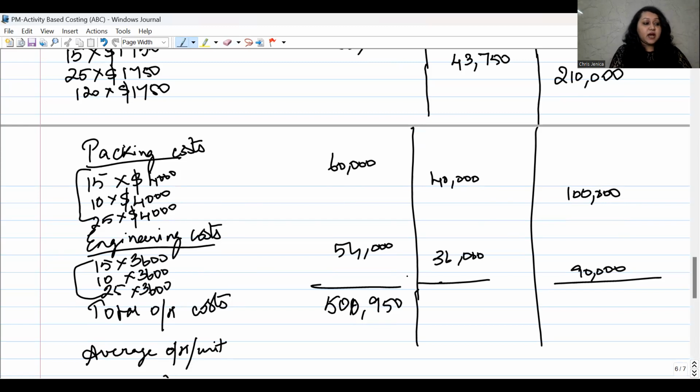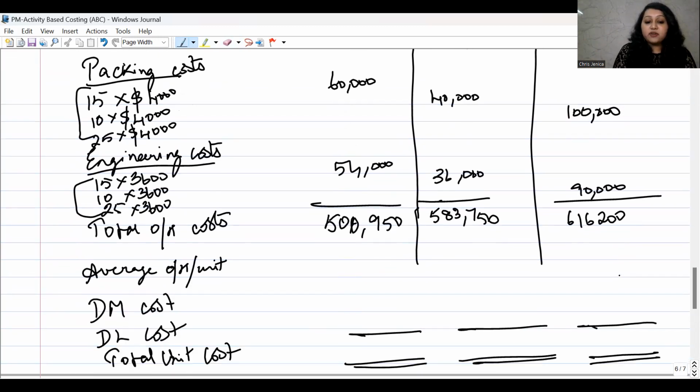And then we are having our product B cost. It's going to be 583,700. Sorry, 583,750. And then we have our product C, 616,200. Now we have arrived at the total overhead cost.